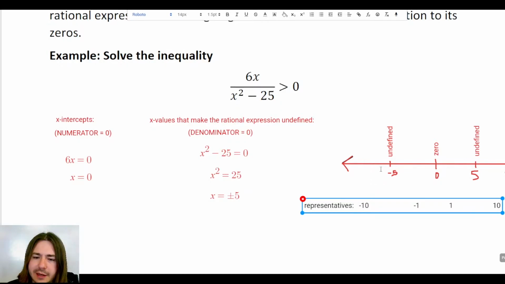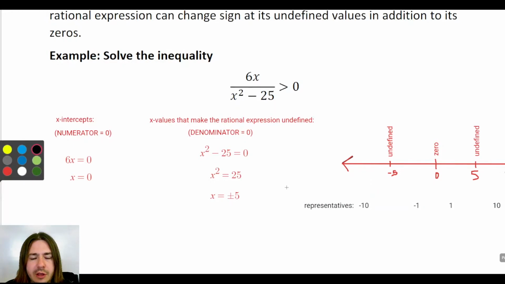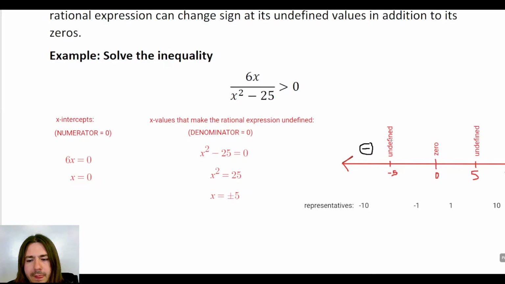And basically what I need to do here is plug these numbers into x and figure out whether or not the whole thing's positive or negative. So if I plug in -10, I get a negative divided by a positive. So a negative divided by a positive would be negative. So from -∞ to -5, it's negative. From -5 to 0, I'm going to plug in -1. That's going to give me a negative divided by a negative, so that'll be positive. If I plug in 1, I get a positive divided by a negative, so that will be negative. And if I plug in 10, I get a positive divided by a positive, so that's positive.